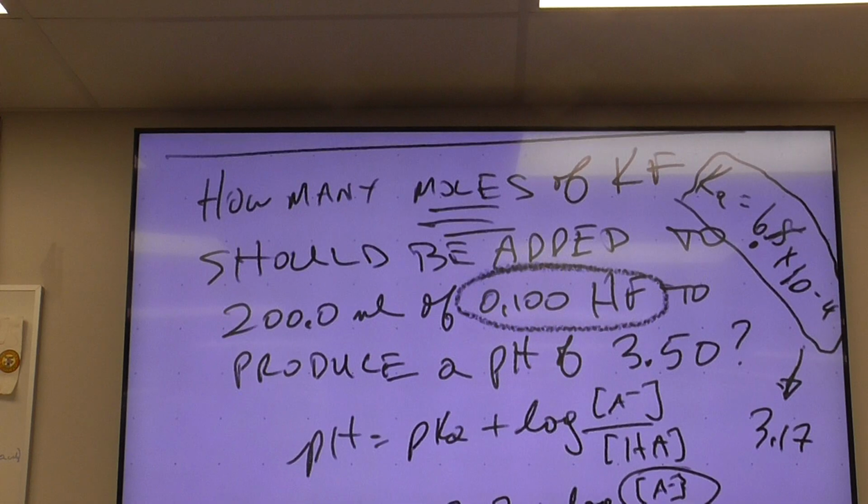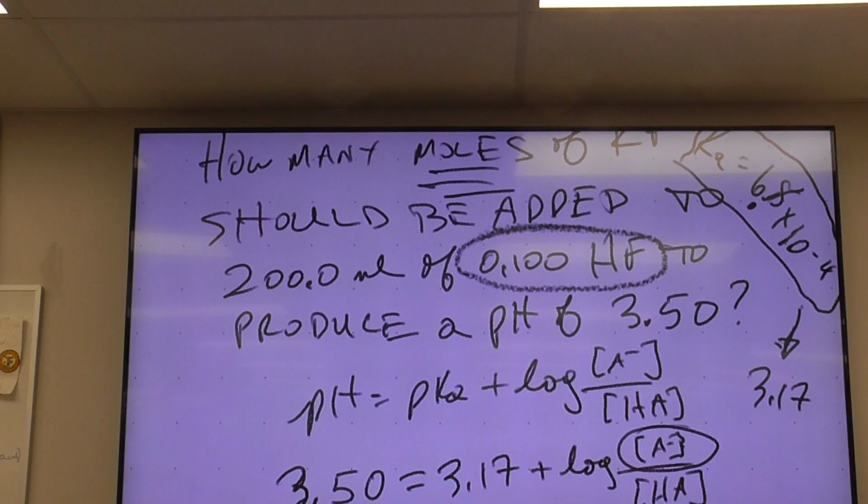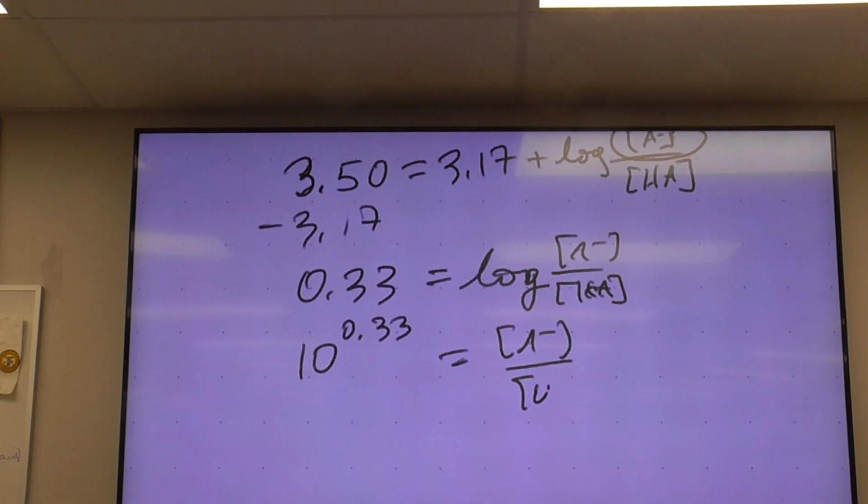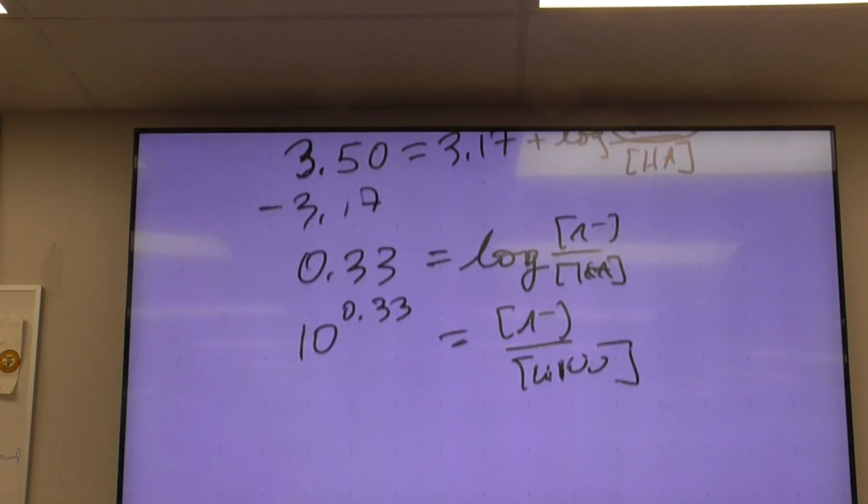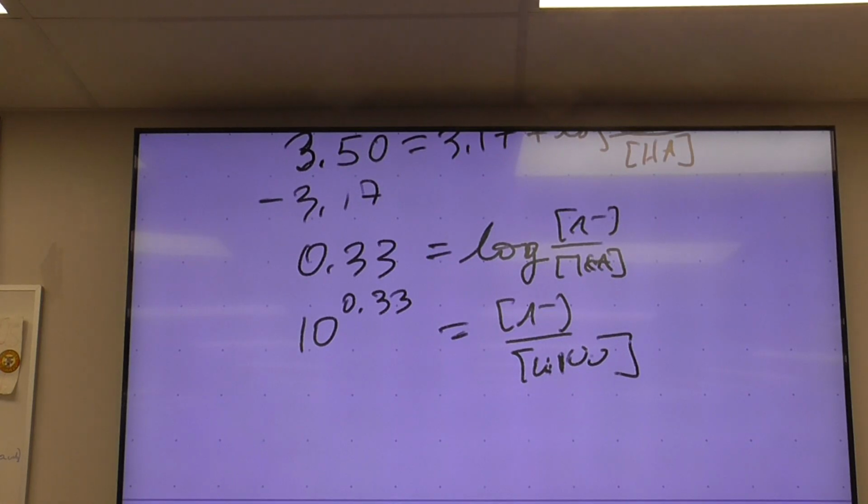and I know my HA is going to be 0.1 molar. So somebody take 10 to the 0.33 and multiply that by 0.1. That's 0.21. How about one more decimal place? 0.214. Now, what units is that in? It's in molarity.